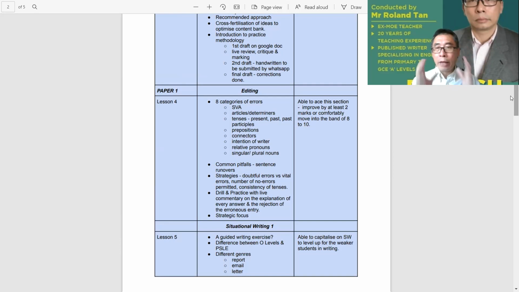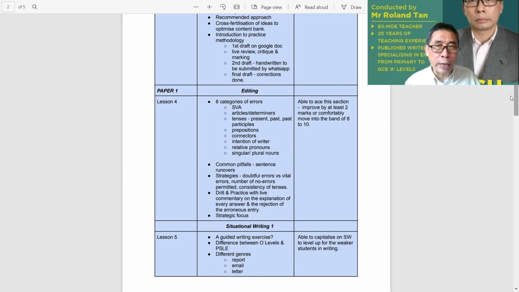Well, once you have this at the back of your mind, you would find it easier to probe for the correct answer as you attempt the editing. And I would also share with you some common pitfalls, like sentence runovers in your editing chunk of text. And there are certain strategies, like doubtful errors versus vital errors.